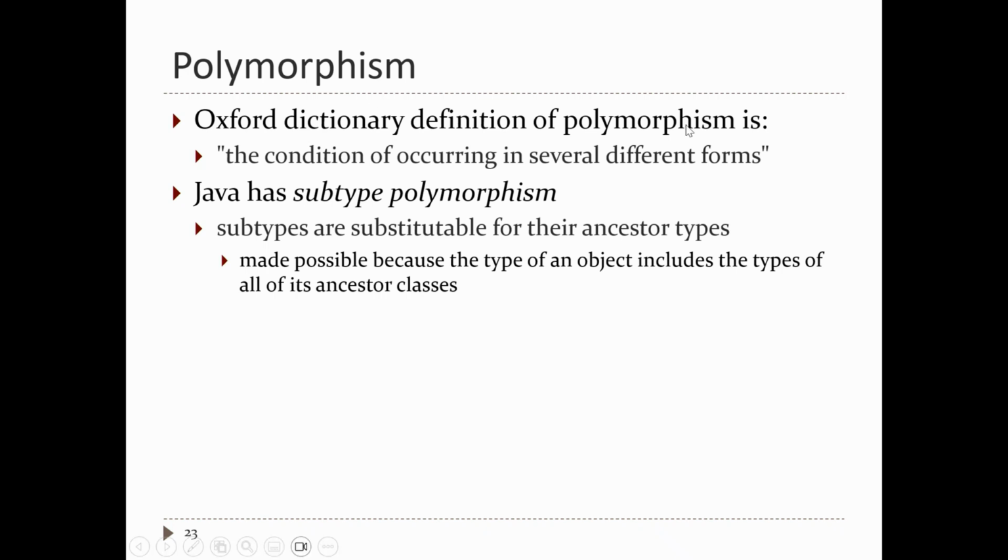The dictionary definition of polymorphism is the condition of occurring in several different forms. Java has what's called subtype polymorphism. Every object in Java has more than 1 type. The subtypes are substitutable for their ancestor types.